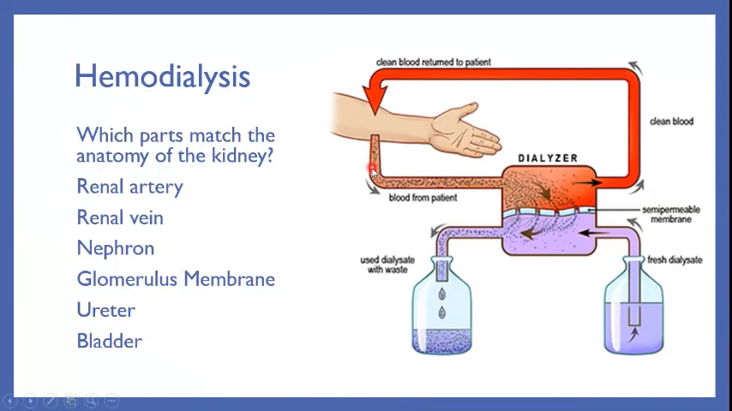Here we see blood coming from our patient, full of waste. This is the renal artery. What do we see over here? The clean blood that returns to the patient. That's the renal vein. What does this do? It replicates the nephron. Here we see the glomerular membrane. This membrane keeps all of the red blood cells and white blood cells traveling on and allows the waste to leave, where we send it into a used receptacle. This would be our ureter and our bladder.